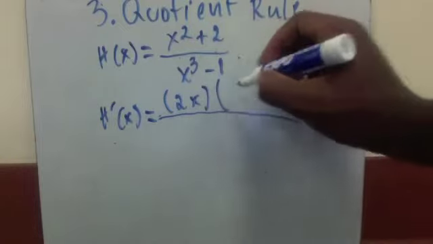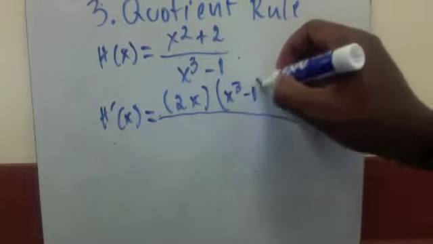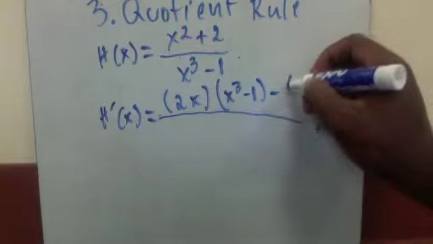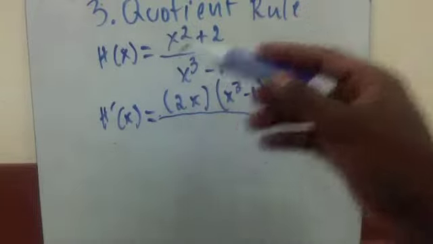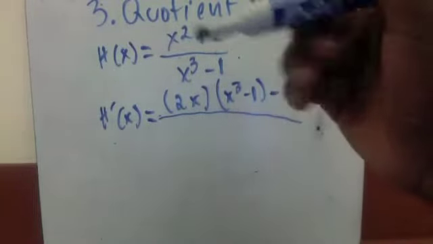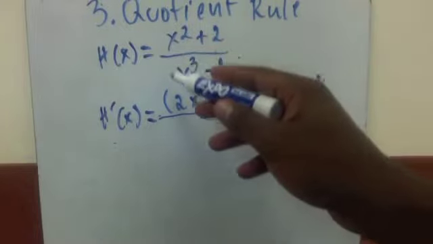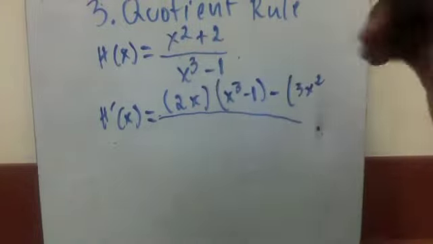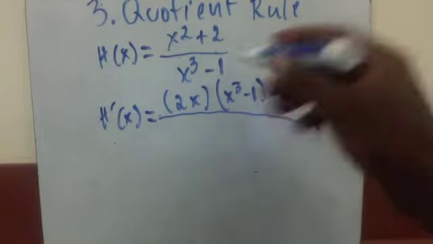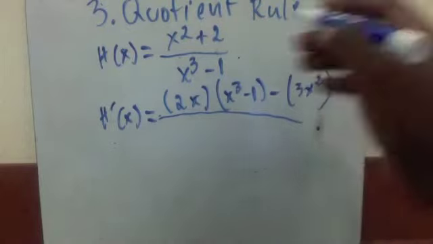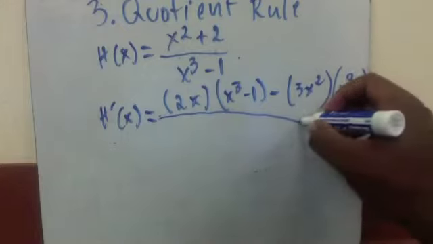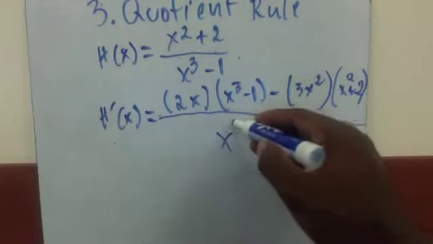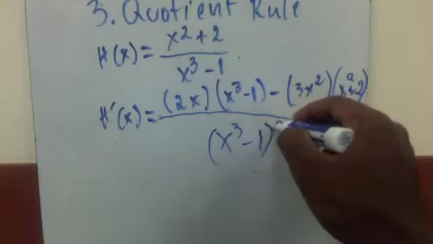Times g of x, which is x cubed minus 1, minus the derivative of the denominator, which is 3x squared, because you bring down the 3 in the coefficient, and subtract the 1 from the exponent, and then the 1 goes away, times x squared plus 2, divided by x cubed minus 1 squared.